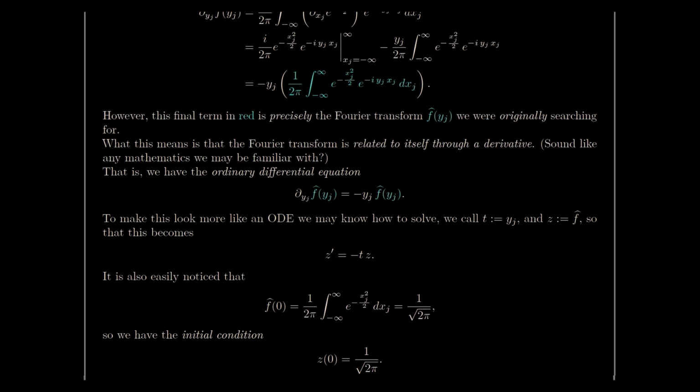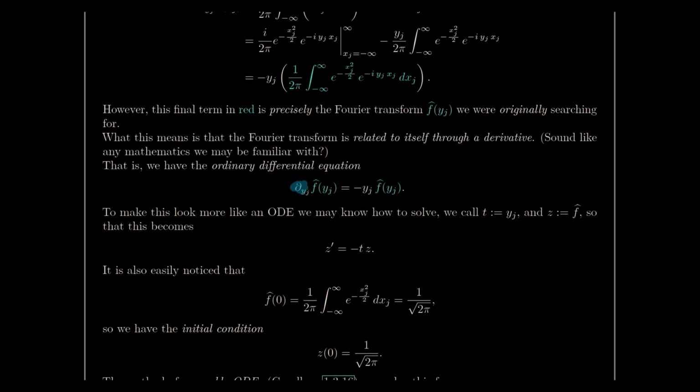I'm going to rewrite that, and give the variables some new names. The derivative in the variable is negative the variable times itself. Let's give it all some new names. What's actually going on? z prime is negative tz. That's just an ordinary differential equation, and everybody knows how to solve it. All we need to solve it is an initial condition.